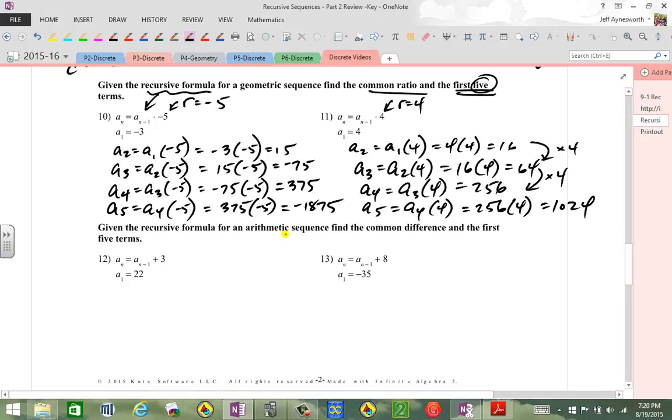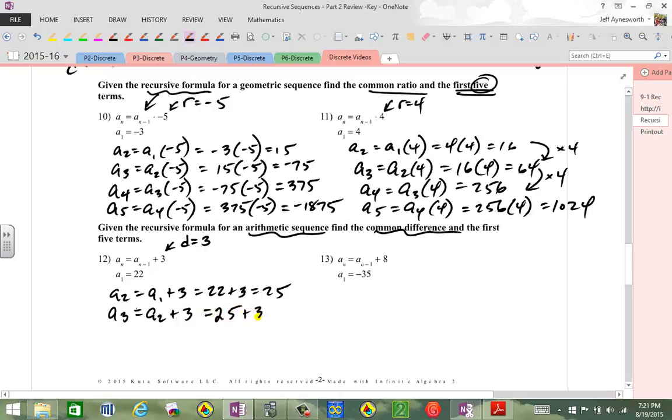In terms of arithmetic sequences, you don't have a common ratio, you have what's called a common difference. Right there, the common difference equals 3. So here it says any term is taken from the previous one plus 3. So a2 is equal to the previous one, a1, plus 3. That gives me 22 plus 3 equals 25. Why? Because when you add 3 to 22, you get 25. That's pretty simple. The third one is the second one plus 3. So I take my previous term 25 and add 3 to get 28.